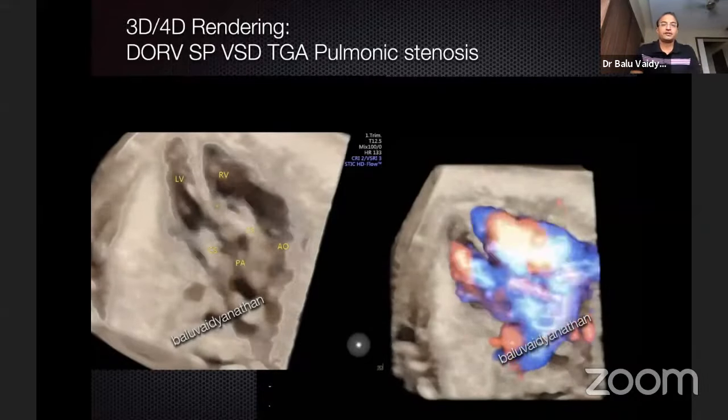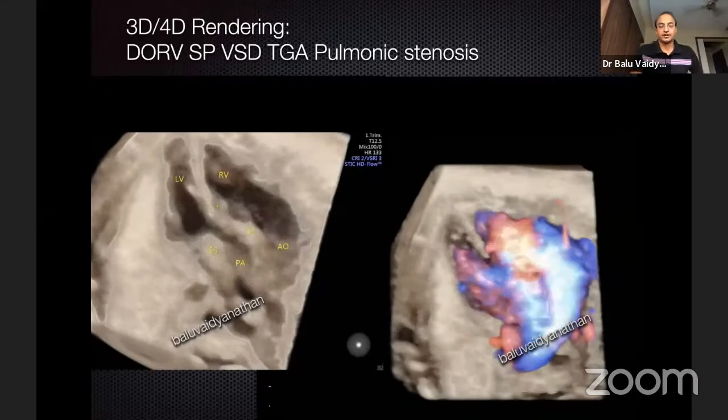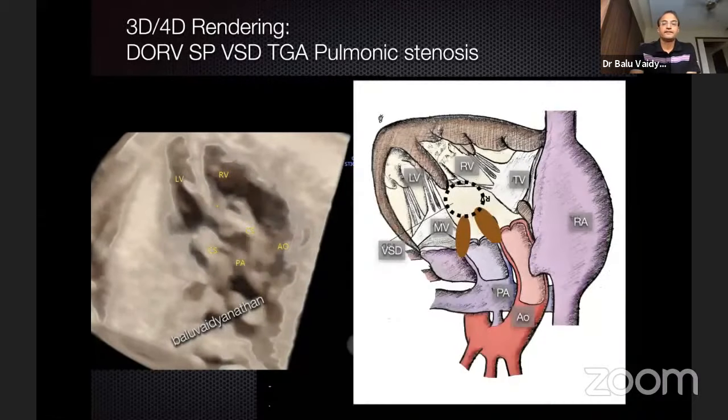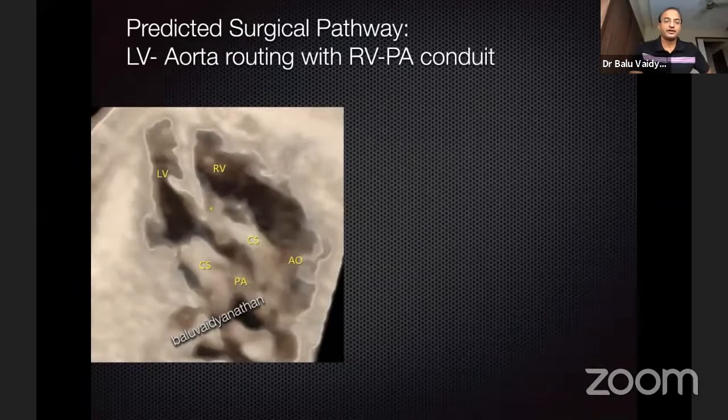So unfortunately, because of the presence of pulmonary stenosis, we cannot do an arterial switch operation here, because the pulmonary stenosis will become aortic stenosis after surgery. So in this case, often these patients will need a more complex form of repair. So what can be offered here?